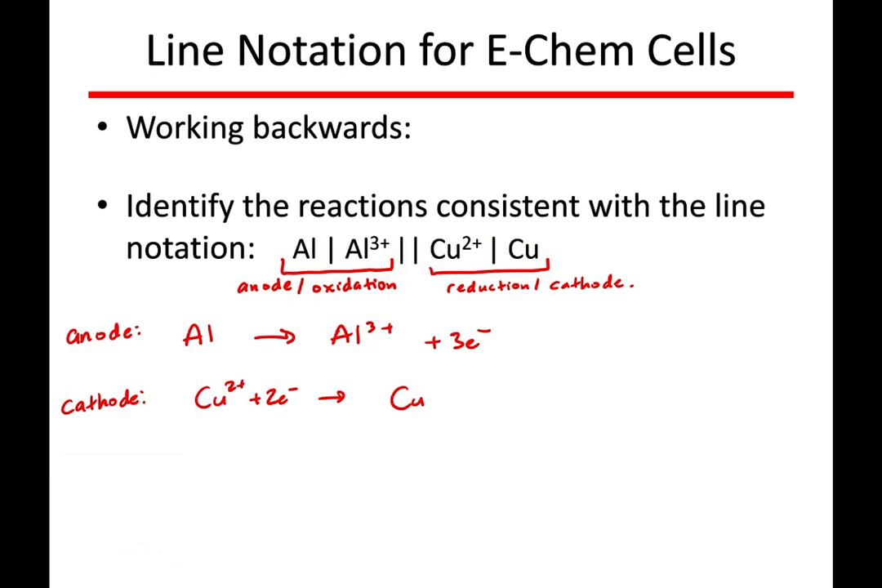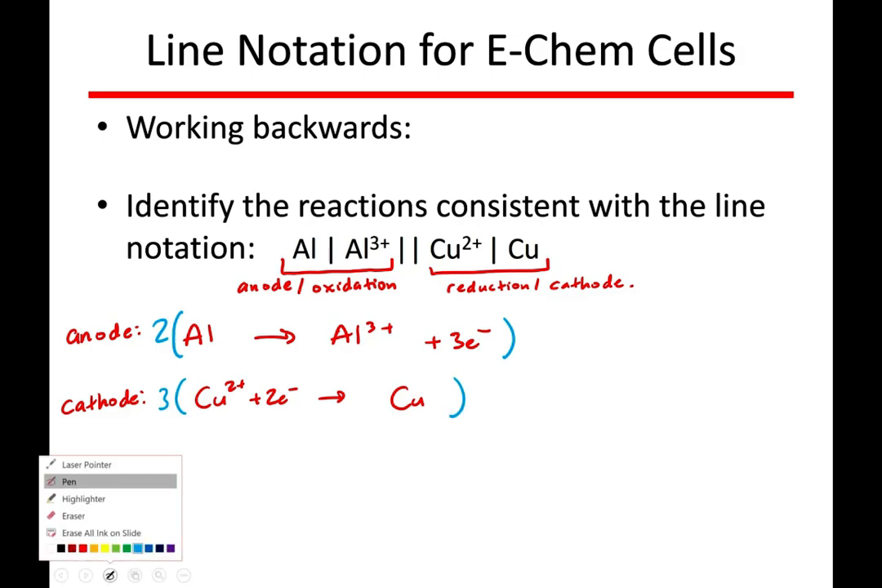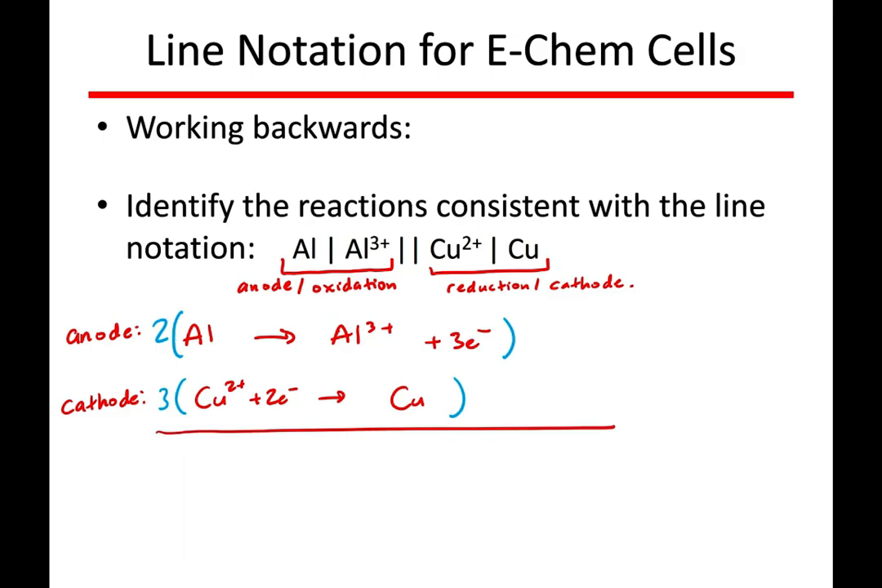That would be done by multiplying the aluminum half reaction by 2 and multiplying the copper half reaction by 3. And so you see that from actually writing out these reactions, you can recover what all the coefficients are. It's unnecessary to include that information in the line notation because you can determine that simply by writing out the actual reactions and getting the overall balanced reaction, 2Al plus 3Cu2+ goes to 2Al3+ and 3Cu. And there we have it.